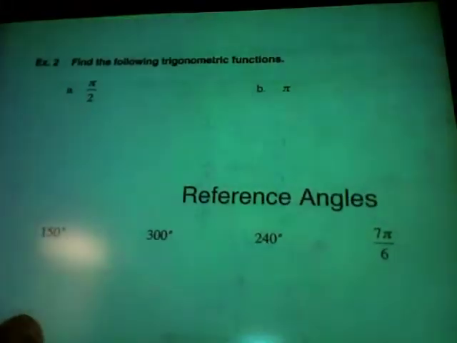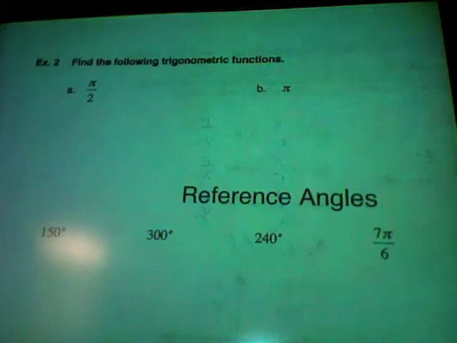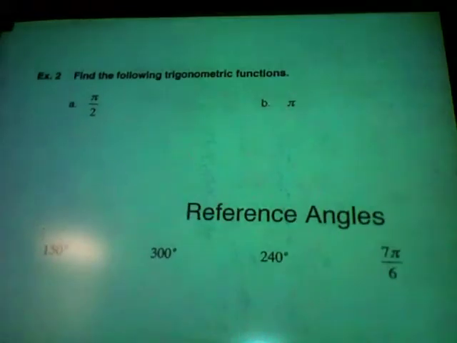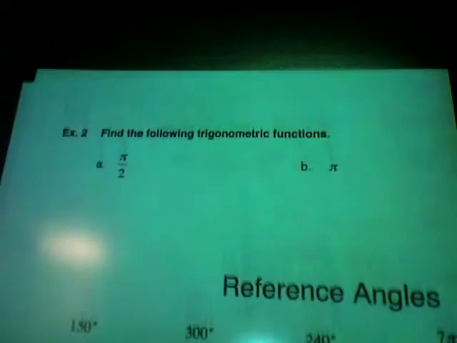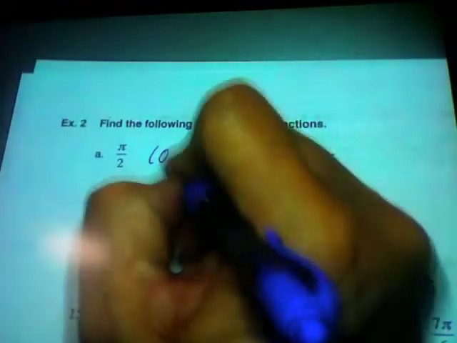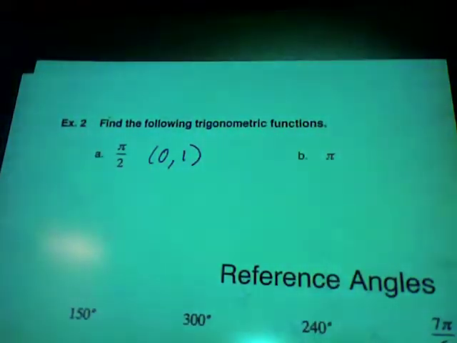All right, so look at example 2. Find the following trigonometric functions. Well, okay, pi over 2, isn't it one of those north, south, east, west points? Okay, is it north, south, east, or west? North. What is the ordered pair associated with it? Yep, 0, comma 1. And we want to find all 6. I didn't tell you that, but we want to find all 6.